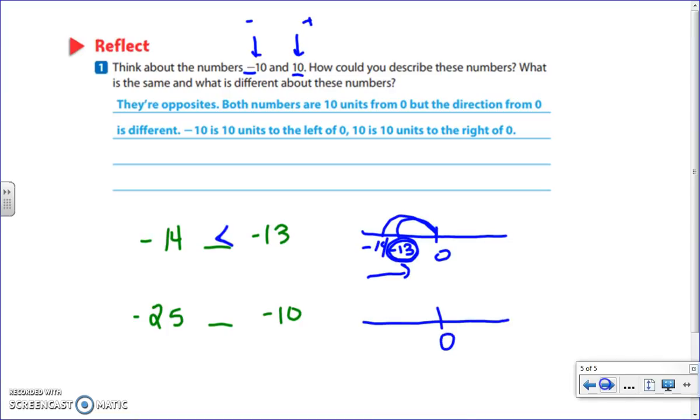So again, if I look at this next one here, there's 0. 10 to the left will be negative 10. Only 10 to the left. 25 to the left will be way back here, negative 25. So because negative 10 is farther to the right on the number line, it's actually greater than negative 25. So negative 25 would be less than negative 10. Our inequality is always open towards the bigger number. All right. I'm sure we're going to have some of those in our homework.